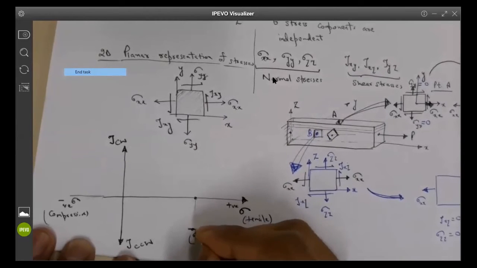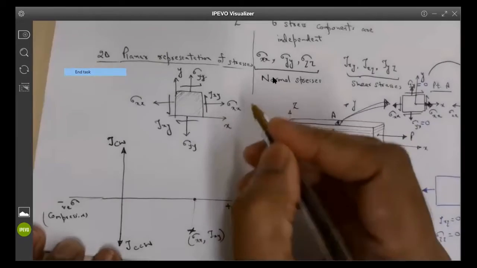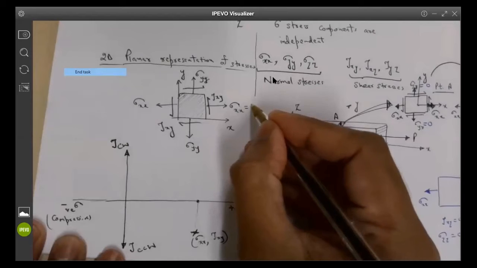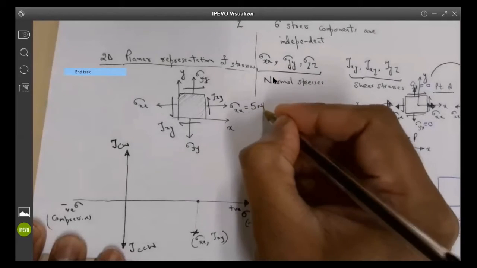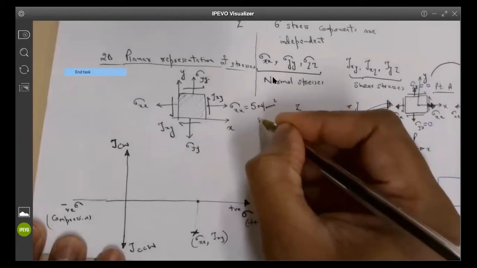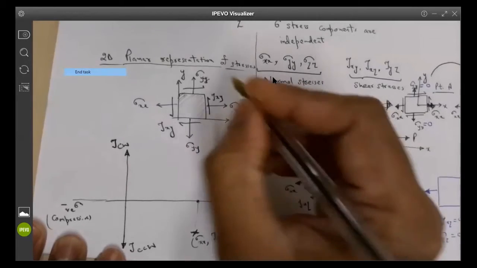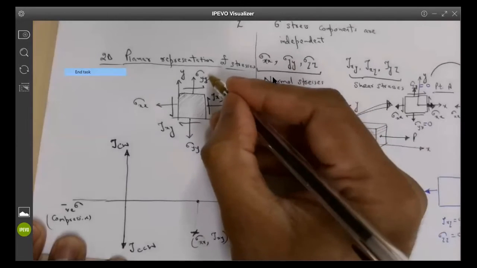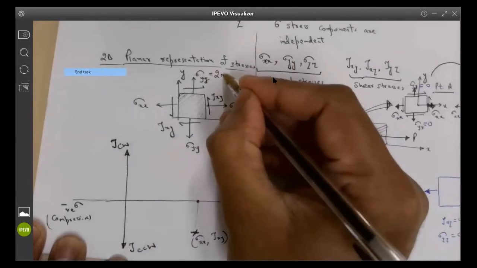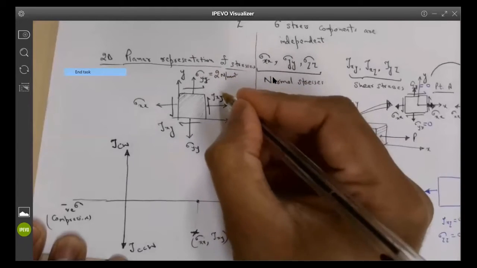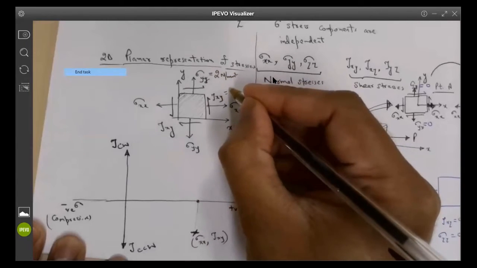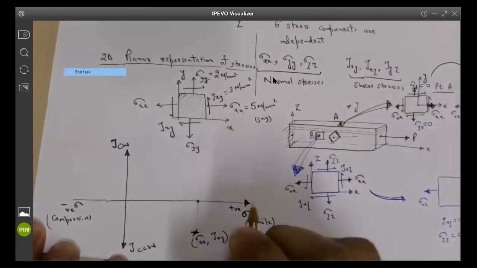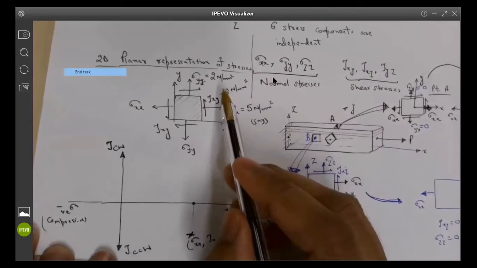Can you say it one more time? Yeah. Let me give you some numbers here. Sigma xx is, let's say, 5 newtons per millimeter square. These are all hypothetical numbers I'm making up just to make sure that you understand the construction of the Mohr circle. Sigma yy is, let's say, 2 newtons per millimeter square, and tau xy comes out to be 3 newtons per millimeter square. These are the numbers you have calculated from the applied loads.